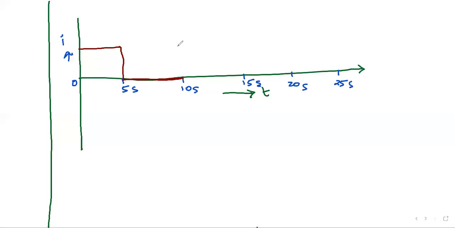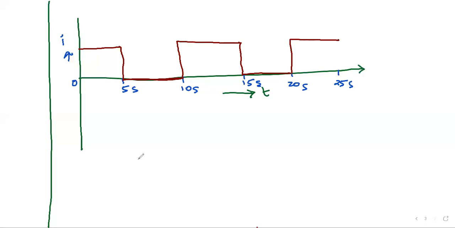10 seconds to 15 seconds, current will flow, that is 2 ampere. Again, from 15 seconds to 20 seconds, no current will flow. Again, from 20 seconds to 25 seconds, current is flowing.